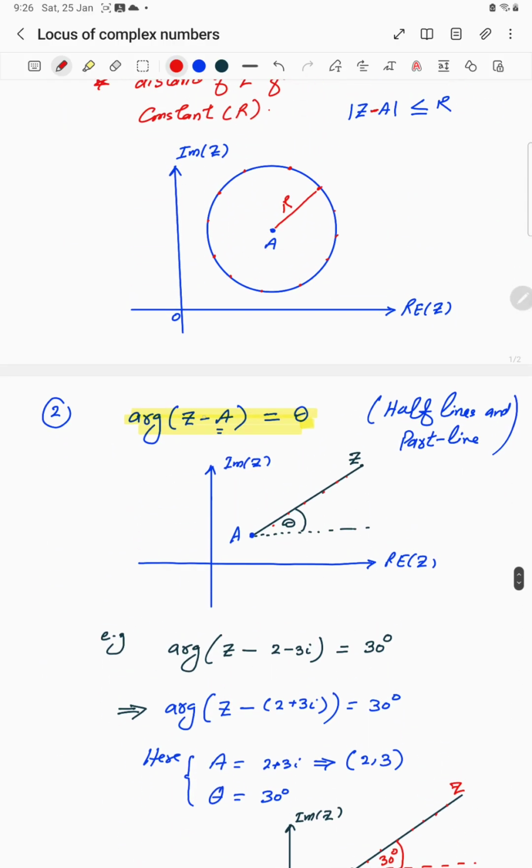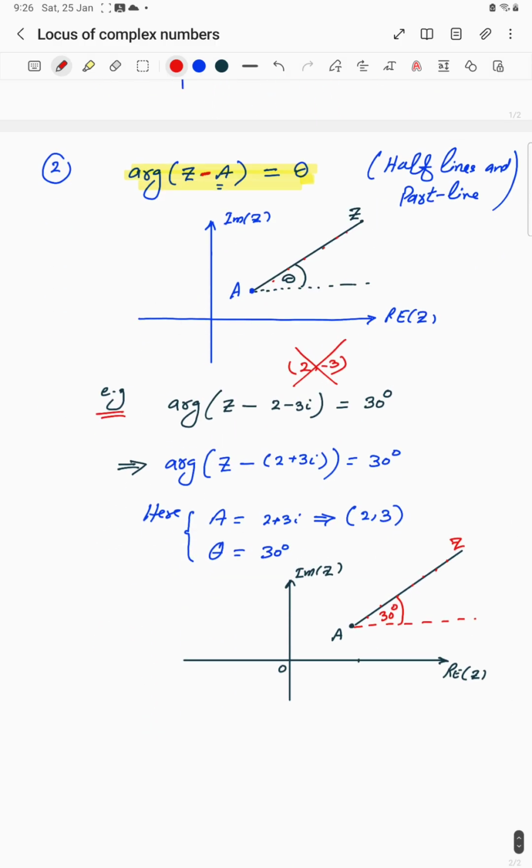Similarly, here, the argument of z minus a. So that's why in this example you can't take the point as 2 comma minus 3. It will be wrong, because first you need to take the common minus, and then you can mark out the exact coordinates of the point.